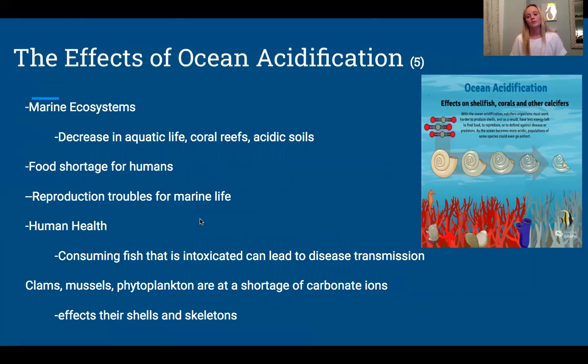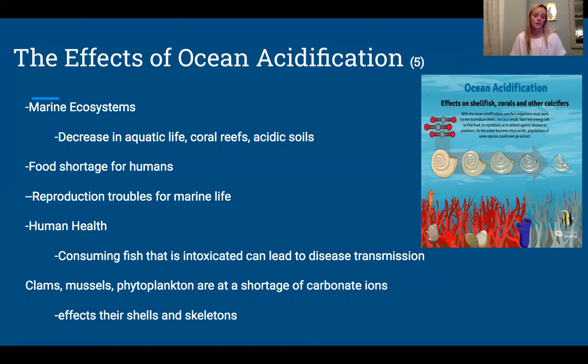Okay, the effects of ocean acidification. There's many different effects, but here's just a few. Marine ecosystems, of course, have a direct impact from ocean acidification: decrease in aquatic life, coral reefs, and acidic soils. When there's acidic soils, the coral reefs can't produce like they normally do. And when animals don't have the coral reefs in the habitats they normally live and rely on, this can cause a decrease and even death in marine life.